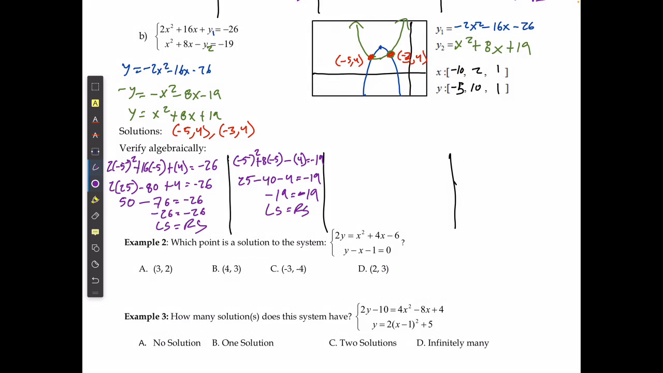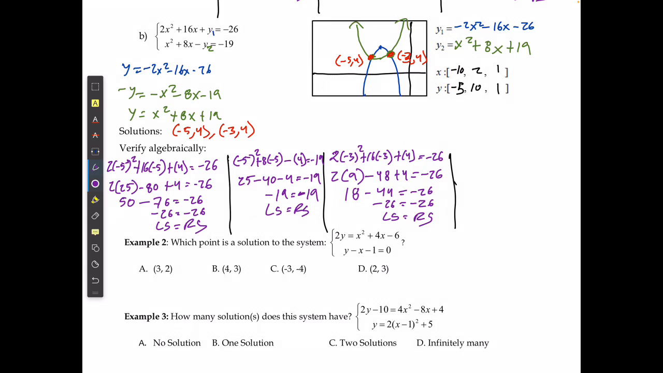My second solution in the first equation, I'm going to get 2 times -3 squared plus 16 times -3 plus 4 is equal to -26. This is going to give me 2 times 9 minus 48 plus 4 is equal to -26. 18 minus 44 is equal to -26, and -26 is equal to -26, so my left side is equal to the right side. So far, so good.